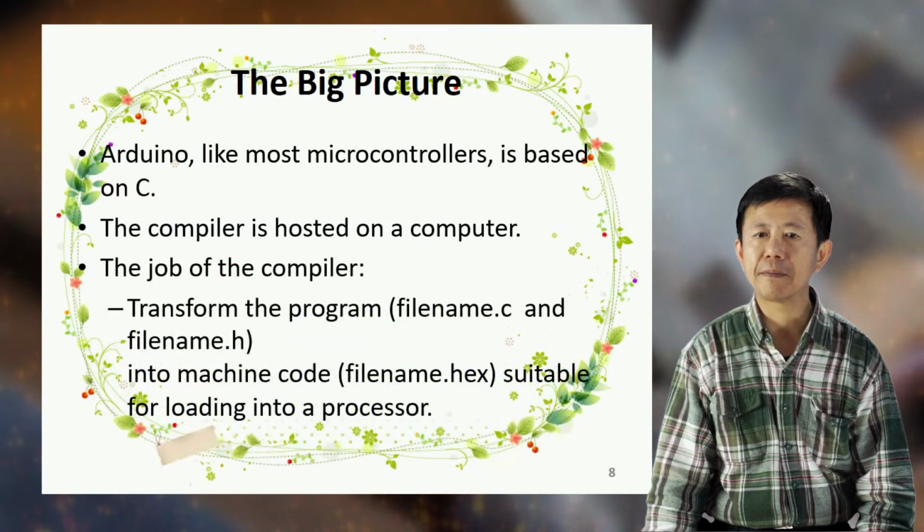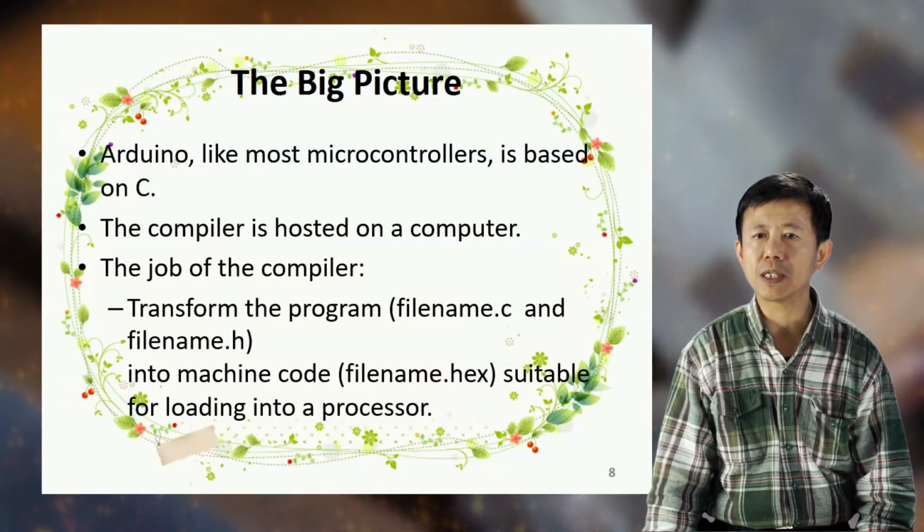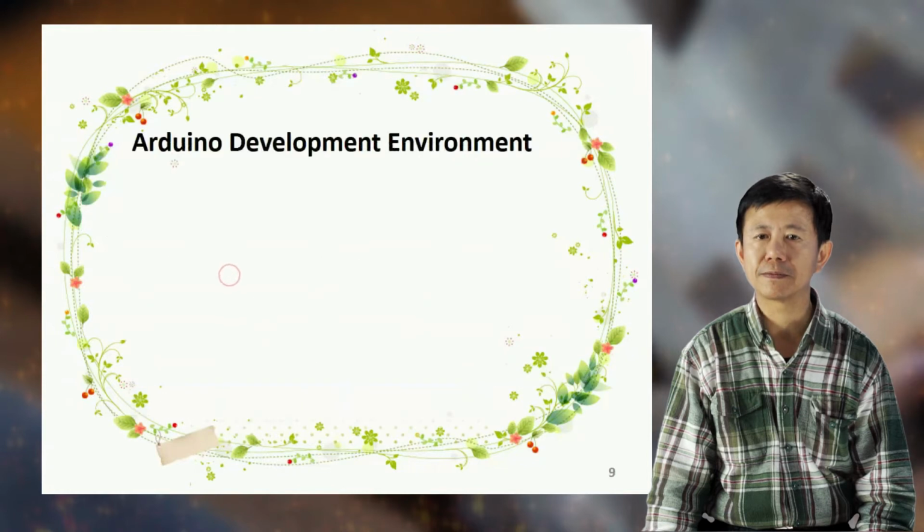The job of the compiler is to transform the program provided by the program writer, namely filename.c and filename.h, into machine code, namely filename.hex, suitable for loading into a processor.